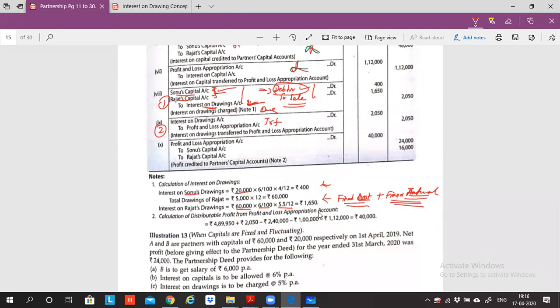If you see Sonu's case, Sonu was not withdrawing a fixed amount at a fixed interval. He withdrew 20,000 in one shot on a particular date. In that case, my calculation becomes very simple: whenever he withdrew that money, 6 by 100 into the number of months in which he has enjoyed the money. So Sonu's case is a simple straightforward calculation. But when I'm withdrawing money every month, every quarter, or every half year, that is at fixed intervals, and the amount is fixed, then I'll use this formula. Am I clear with this point?